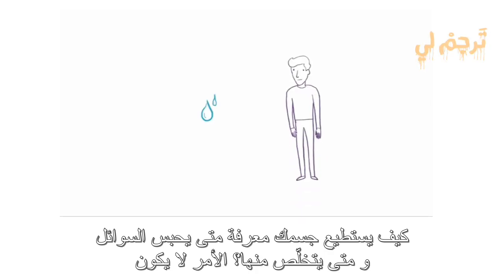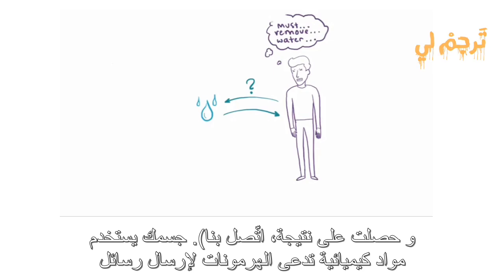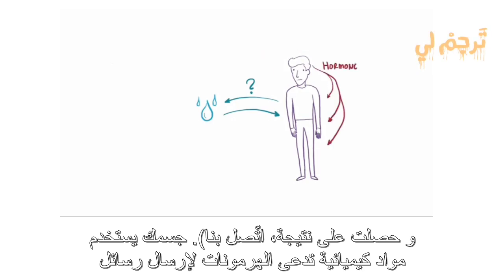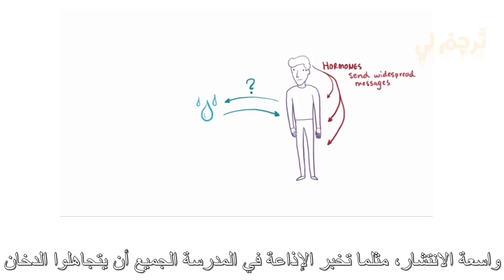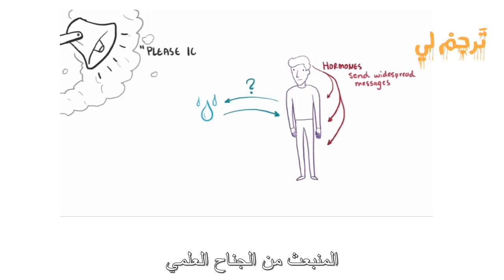How does your body know when to retain fluids and when to get rid of them? It's not like you can just think to yourself, oh, I've had too much water, better get rid of some. If you do and that works, call us. But usually your body uses chemicals called hormones to send widespread messages. Kind of like how the PA system at school tells everyone to ignore the smoke billowing out of the science wing.